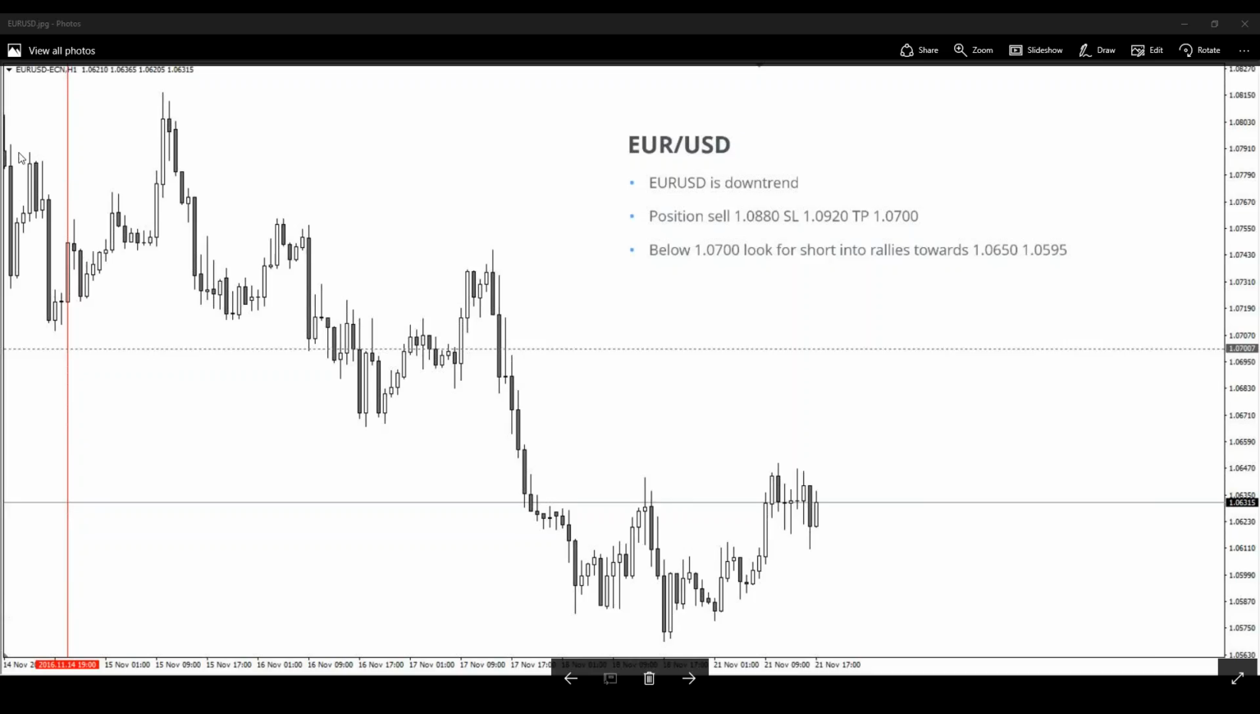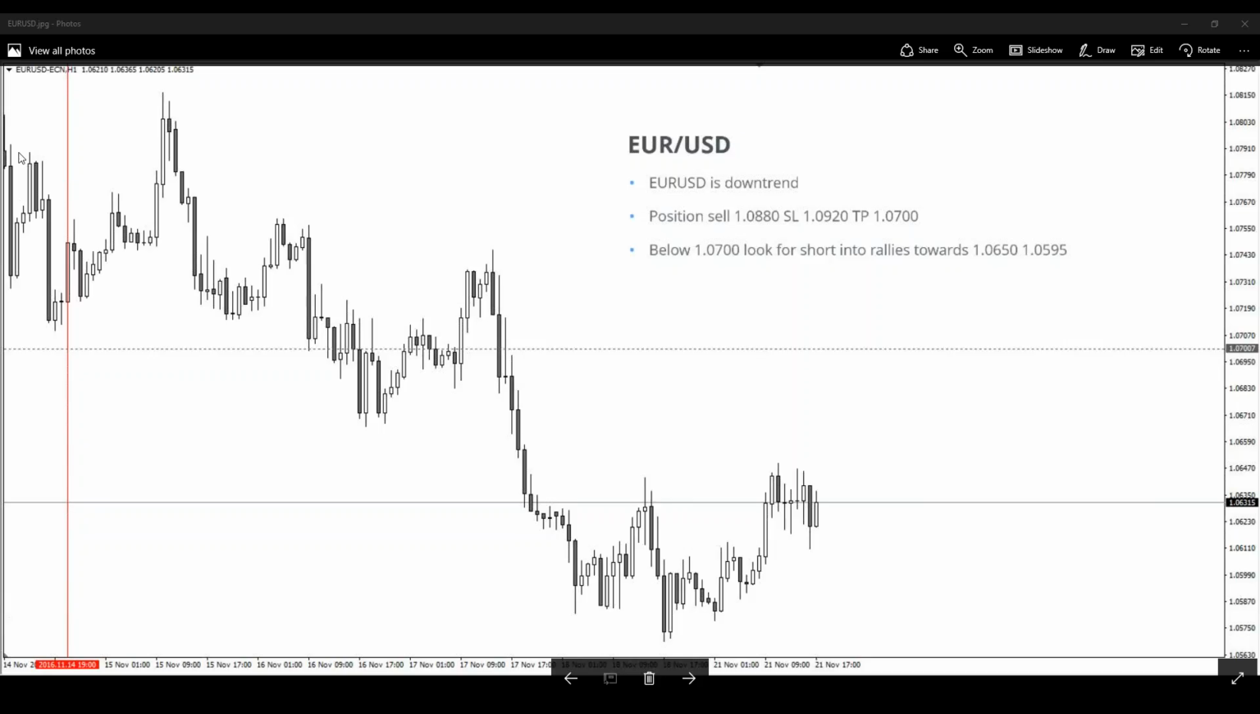1.0880. Okay, for all of you who watched the previous webinar, I was very specific that euro dollar was indeed in a sort of downtrend. And here you can see that downtrend has been respected because we had a breakout trade setup. Our positional trade didn't qualify because I said we could sell around 1.0880, but below 1.0700 we should have looked for shorts into rallies or breakout.